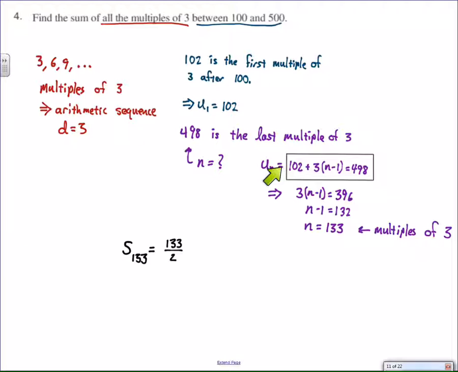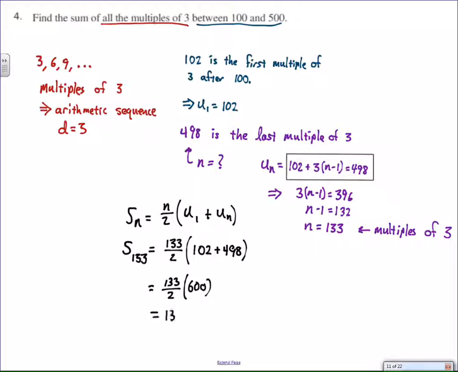Now that we know how many terms there are, we're going to use our summation formula. This is 133 terms. If you add up all 133 of them, you take 133 over 2, take the first term, add it to the last term, and multiply. So doing all the simple work there, we end up with the number 39,900.